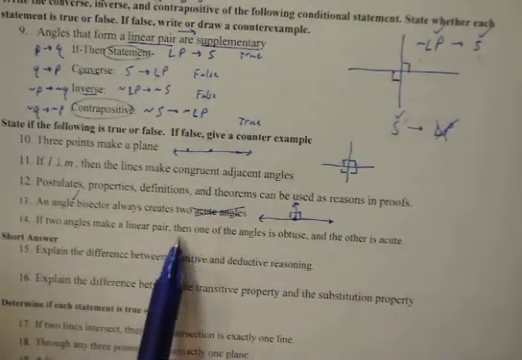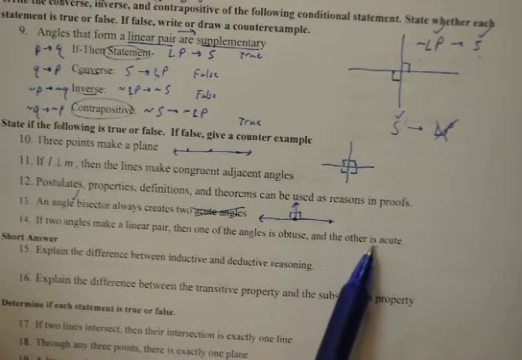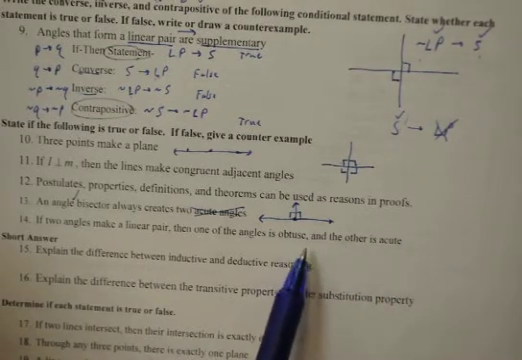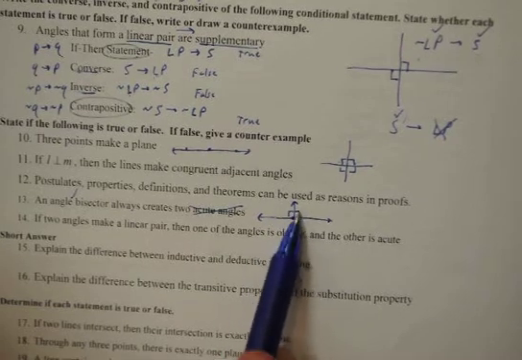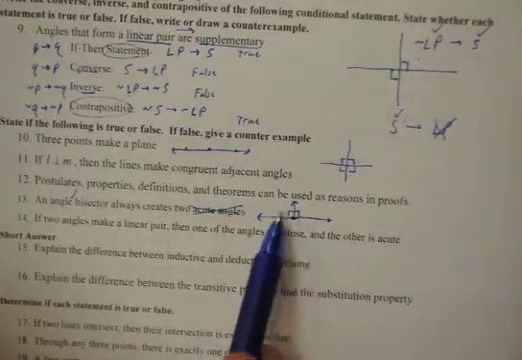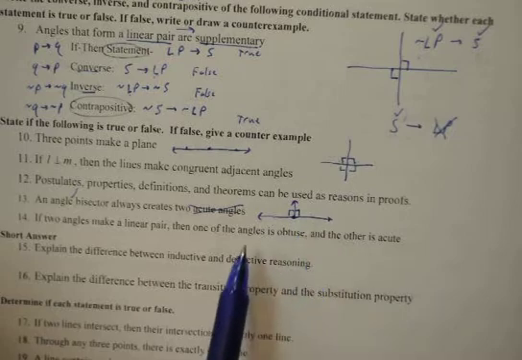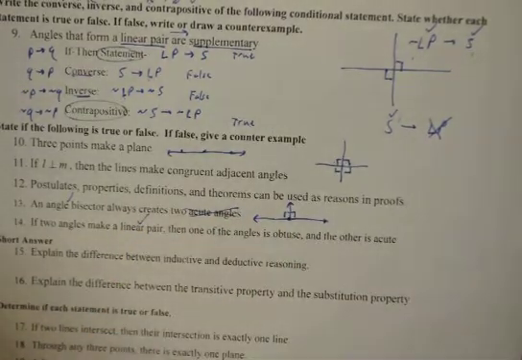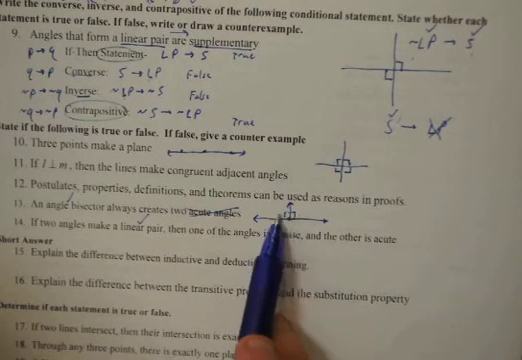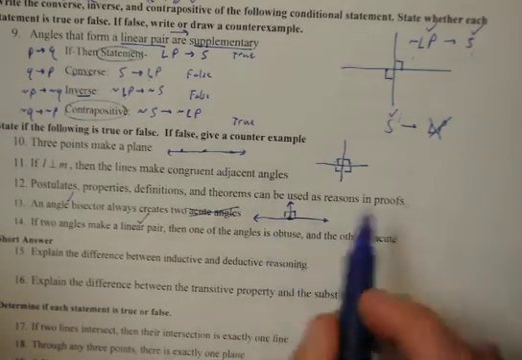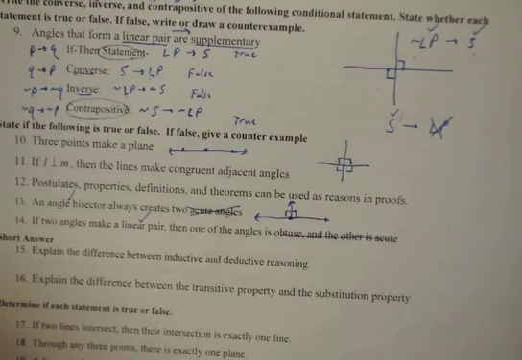If 2 angles make a linear pair, then one of the angles is obtuse and the other is acute. That is false again. Here's the counterexample that works. Same picture. These angles make a linear pair. Okay, so check, linear pair, check. But neither of these is obtuse or acute. They're both right. So that contradicts that statement right there.